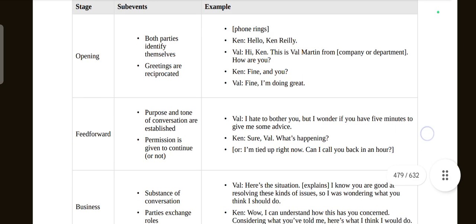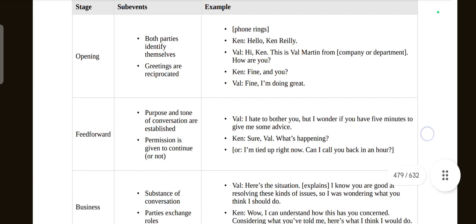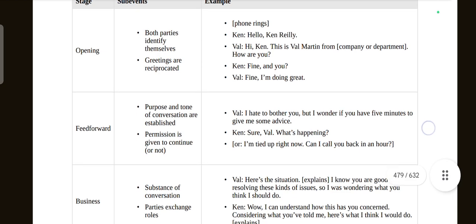So the second stage is the feed forward, in which the purpose and tone of the conversation are established, and permission is also given to continue or not. For example, Val said, "I hate to bother you, but I wonder if you have 5 minutes to give me some advice." And then Ken replied, "Sure, Val, what's happening?"